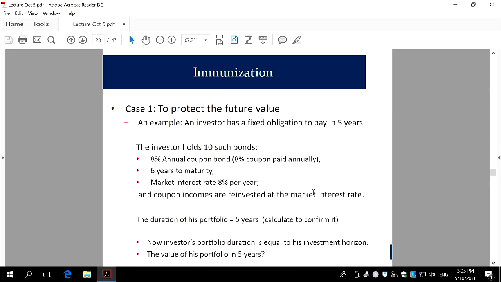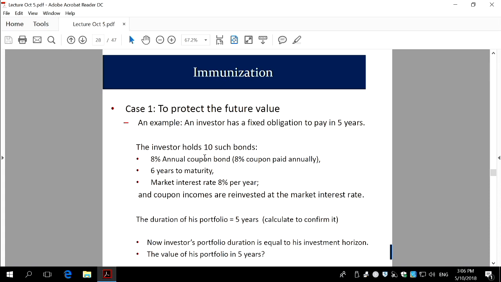So case one is, suppose the investor wants to protect the future value of its portfolio, of course its bond portfolio. If the investor has a fixed obligation to pay in 5 years, which means after 5 years this investor has to pay a certain amount of money, it's an obligation, either for consumption or for debt, whatever. We just call it an obligation in 5 years.